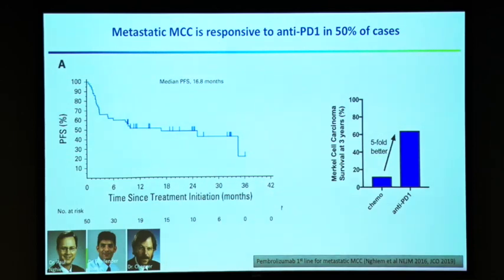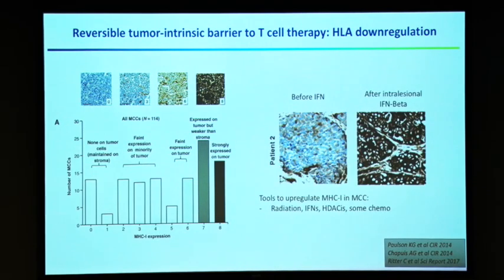Merkel cell is responsive to anti-PD-1 therapy in 50% of cases. However, as you can sort of see, there's a plateau that forms, although the data is still not enough to be able to see the trend long term. I think the message here is really, there's still 50% of patients who still need some form of therapy.